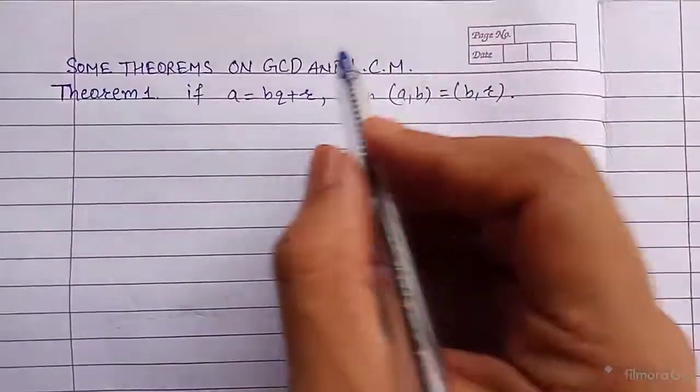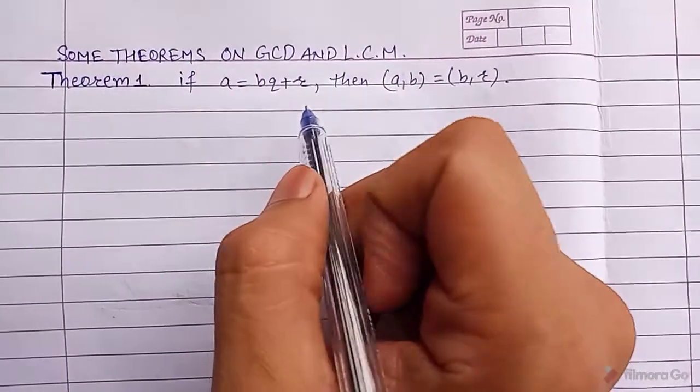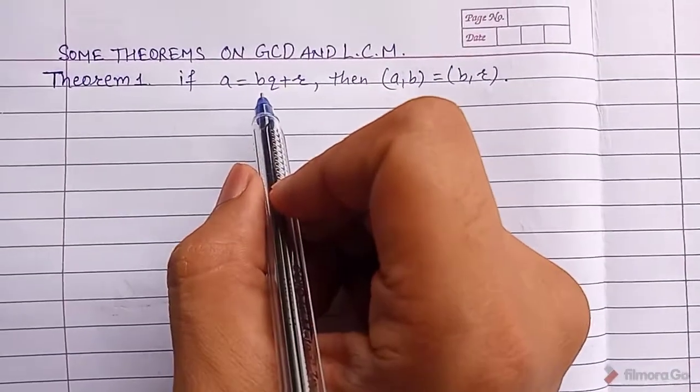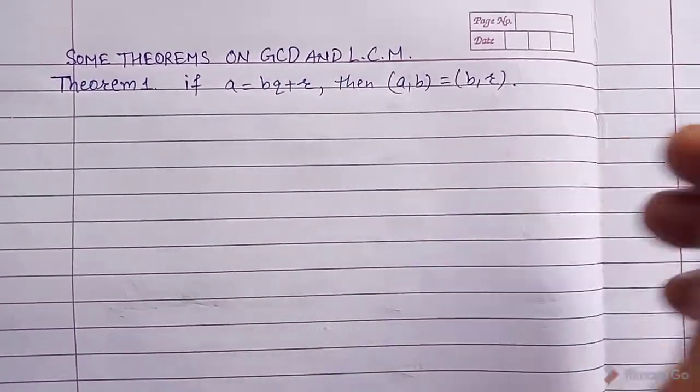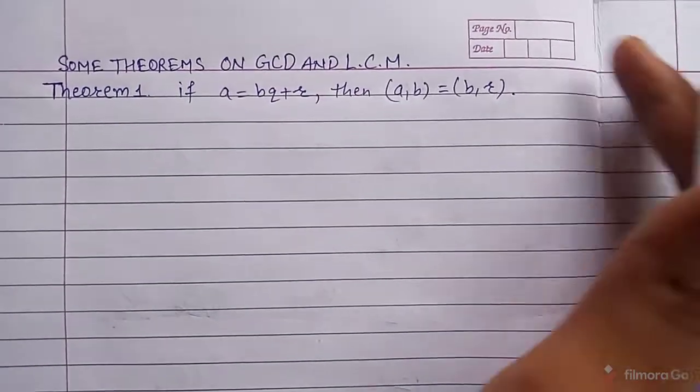The first theorem is: if A is equal to BQ plus R, then GCD of A, B is the same as GCD of B, R. Okay, so let's see the proof.